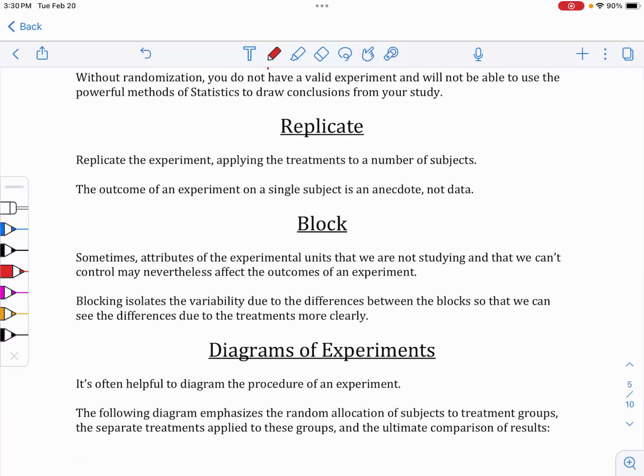Replication. This is actually twofold. One, you need multiple subjects within each treatment group. A one-subject treatment group is not a treatment group, that is observing. That is anecdotal evidence. We want real data that we can analyze. You can't take an average of one person. Also, replication means someone else has to be able to recreate your experiment.